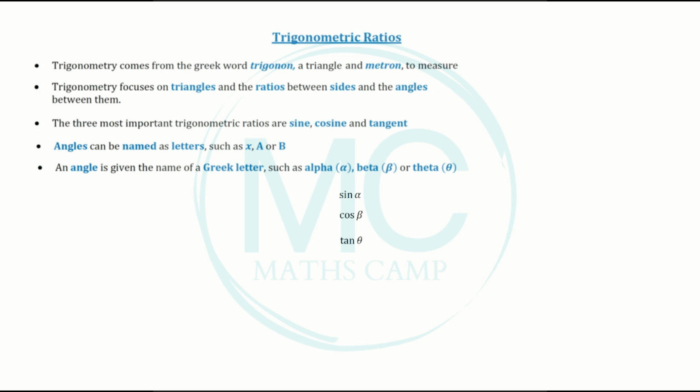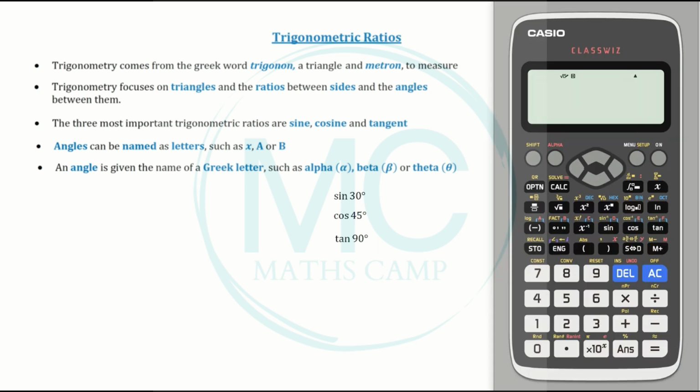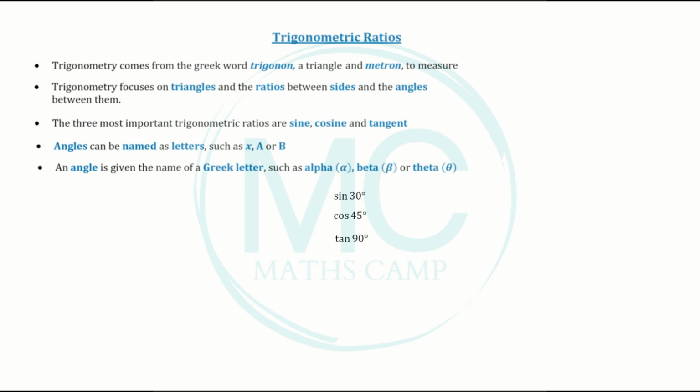But if you are given the actual size of the angle, you can write it in place of the Greek letter. So we could say sine 30 degrees, cos 45 degrees, or tan 90 degrees. In trigonometry, you will need to find the value of the ratio given the size of the angle. To do this, you can use your calculator, which will look like this. Please make sure that you have an up-to-date scientific calculator when working with trigonometry. Let's look at some examples.